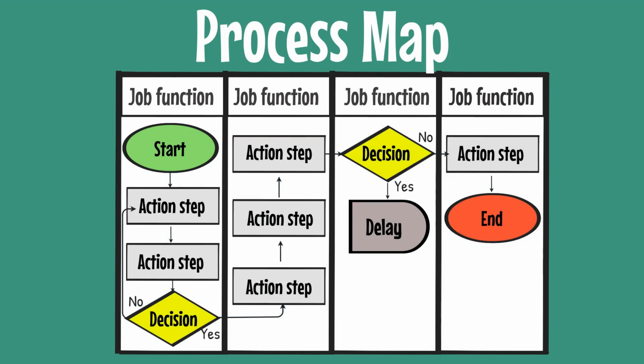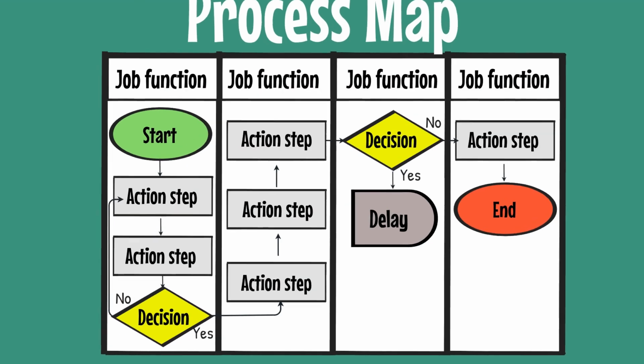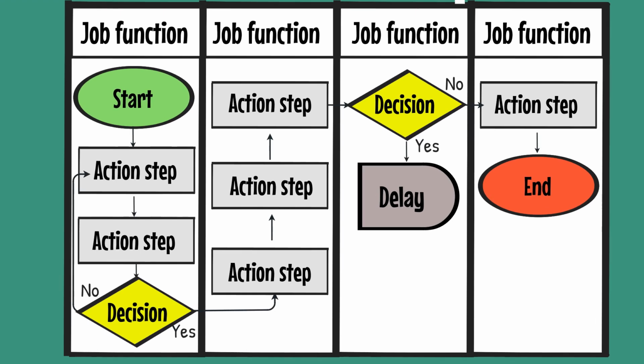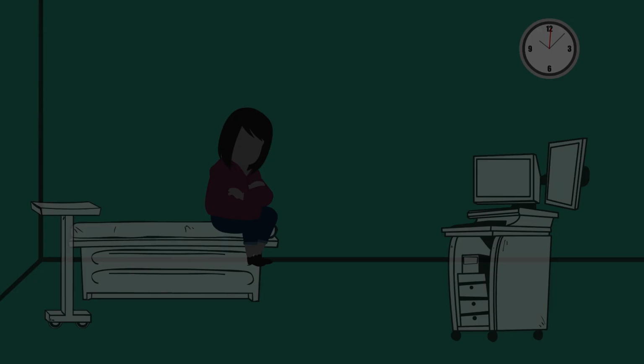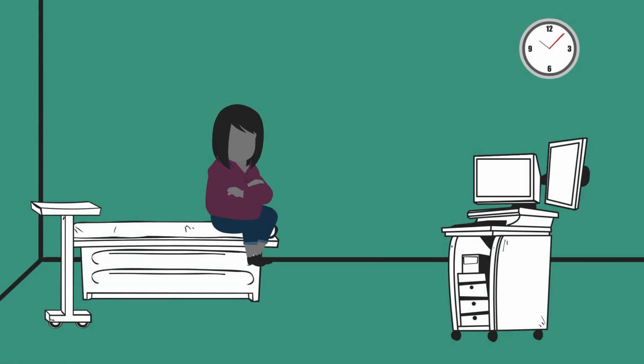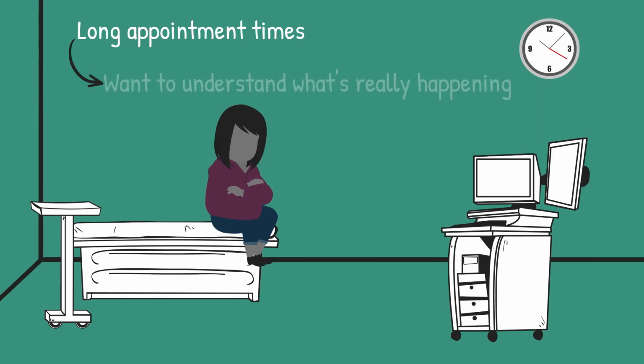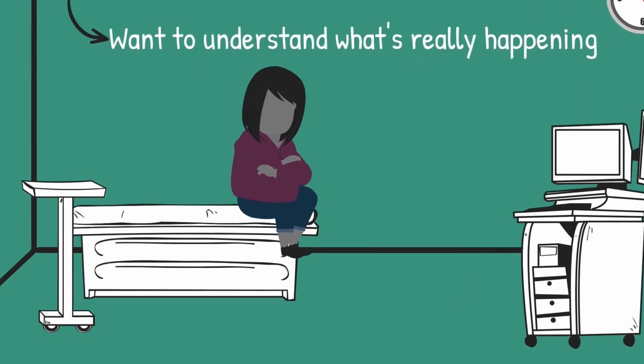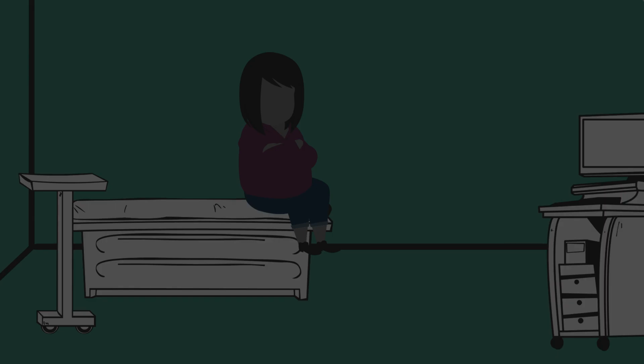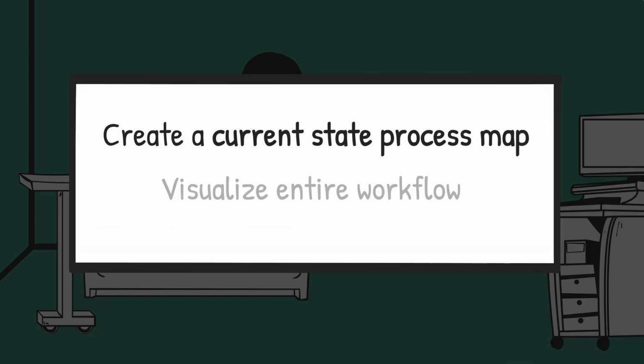Now that you've seen the building blocks of a process map, let's walk through how to create one, step by step, using a realistic healthcare scenario. Imagine your team has received patient feedback about long appointment times in your clinic. Before proposing a fix, you want to understand what's really happening during the visit. So, you decide to create a current state process map to visualize the entire workflow, from the moment a patient arrives to when they leave the clinic.